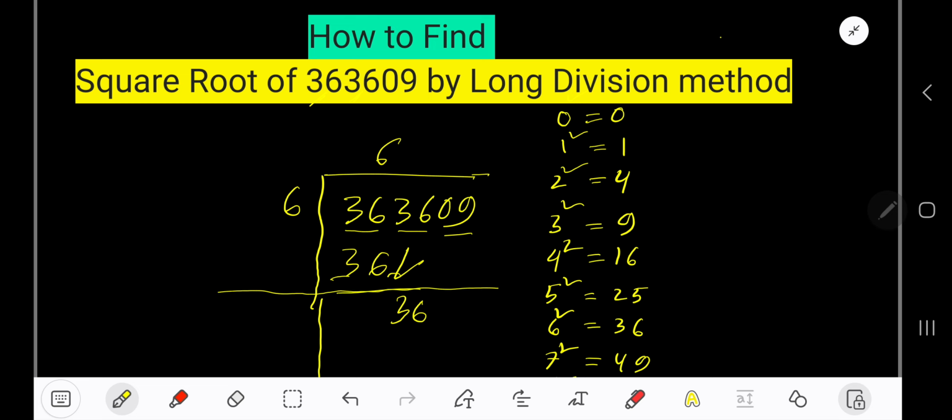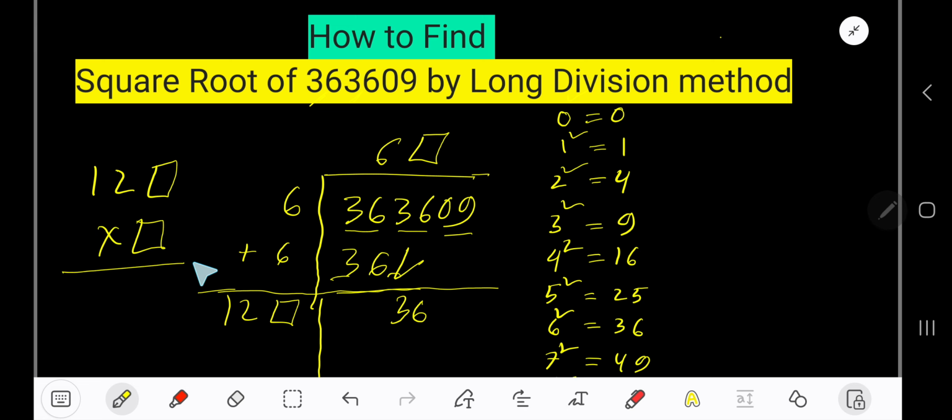Okay. Since you have placed the digit 6, the same digit will come under this divisor and you need to add. 6 plus 6, 12. Take a digit here, the same digit will come here and you need to multiply. The product will be equal to 36 or near to 36. This times this. If you take 1, then 1 times 121 means 121, which is greater than 36. So our guessing number 1 is not correct.